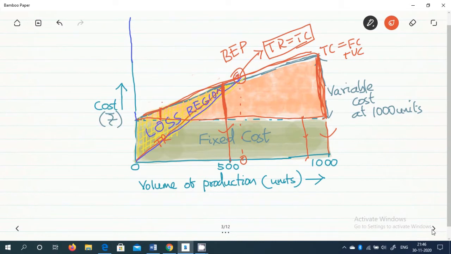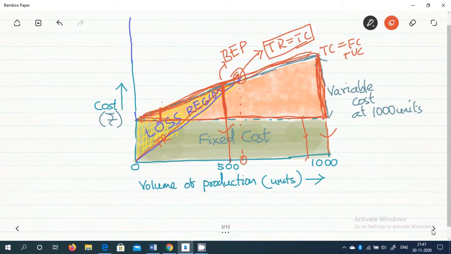And this is the total cost curve over here, and this point we call the break-even point, where the total revenue equals the total cost. Total cost is the fixed cost, this fixed line over here, irrespective of the number of units being produced, plus the variable cost, which increases proportionately. And at this point total revenue equals total cost.